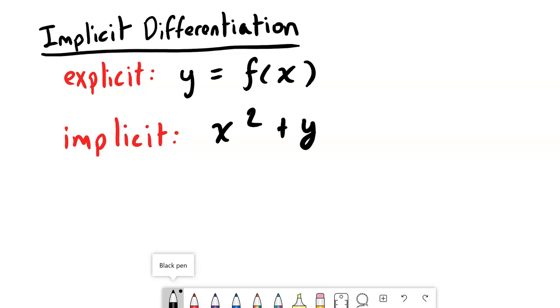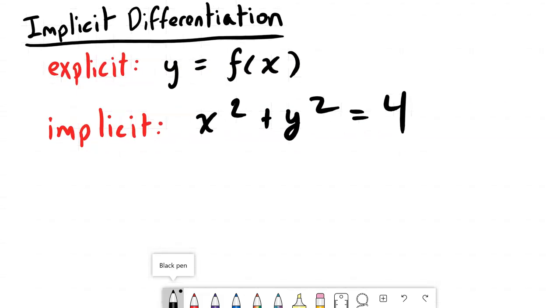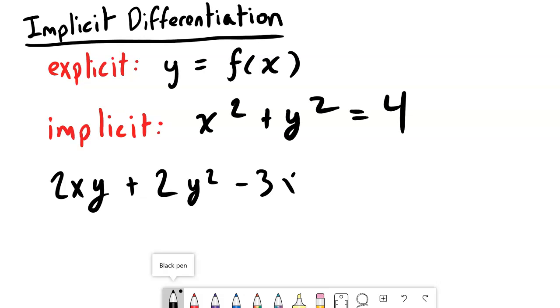This is not an explicit equation because it's described in both y and x's. We're going to be looking at the derivatives of these types of equations and see how the chain rule ties in quite nicely with implicit differentiation. So let's continue with some examples. This is an example of an implicit function. See that it's defined both in terms of x's and y's.